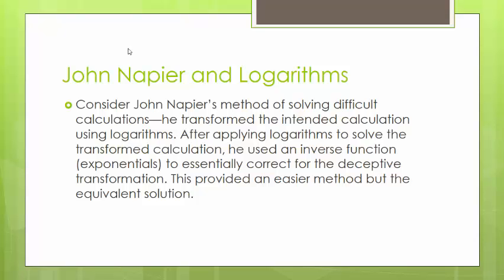Once you've gone as far as you could with the logarithms, you could go back to your original calculation by using the inverse of a log, so an exponential function. You could exponentiate both sides. So John Napier was known for simplifying calculations, kind of transforming a calculation using logarithms, and then reverting back using the inverse, exponentiating both sides to correct for that transformation. This allowed for an easier method, but it was still the exact same solution that we were looking for in the beginning. The reason I'm discussing this is to give you an idea.